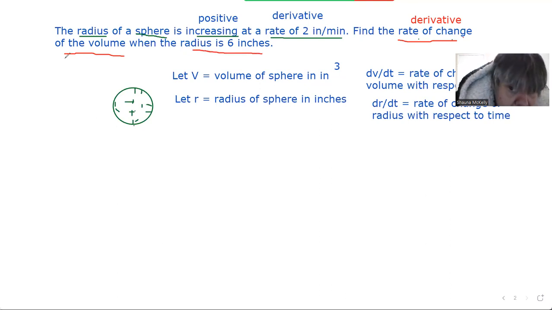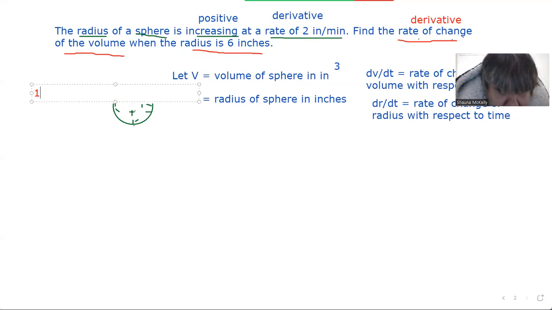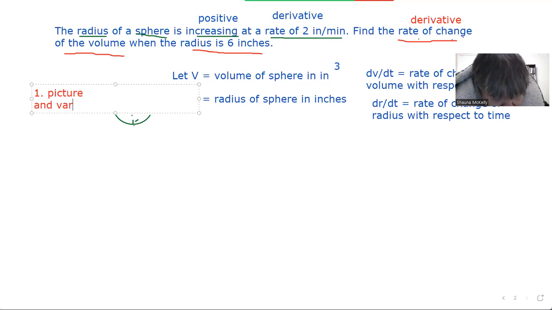So the first thing in terms of setup is your picture and your variables. So the first part of your setup is the picture and the variables. The next part of this is, so we have, this is step 1, and it's picture and variable.